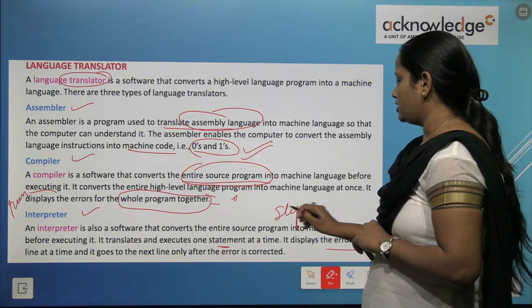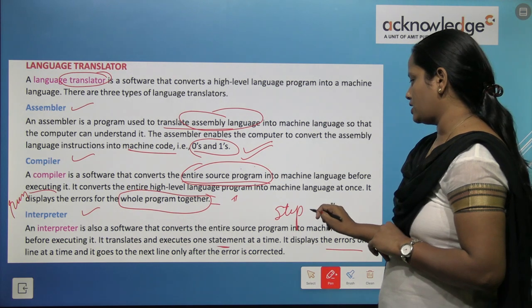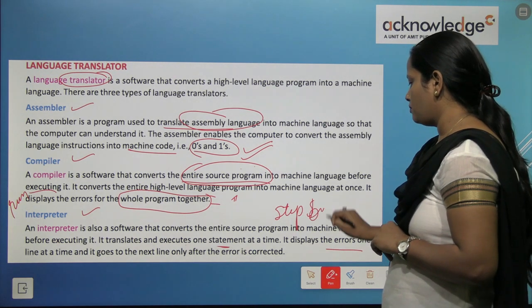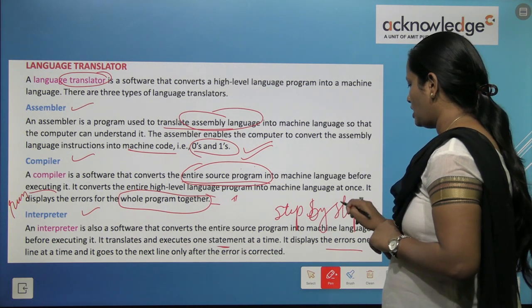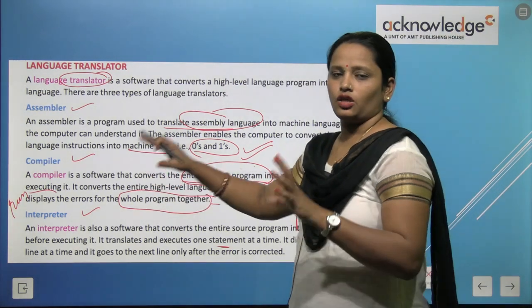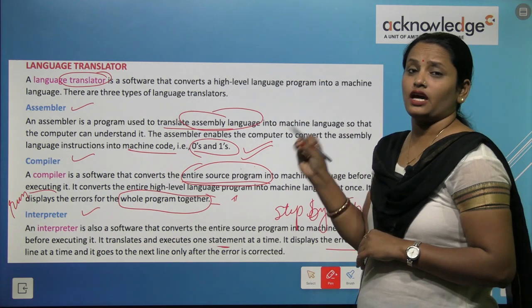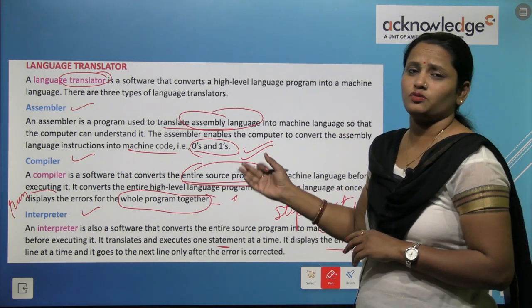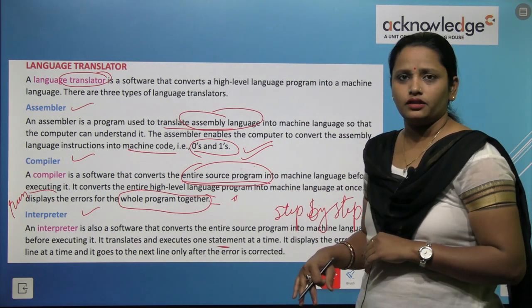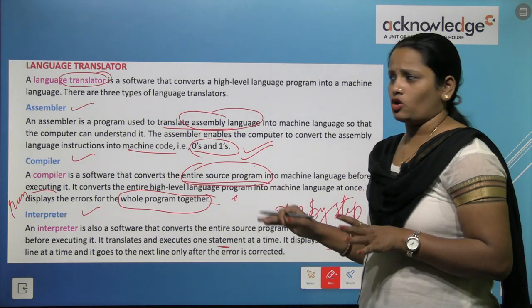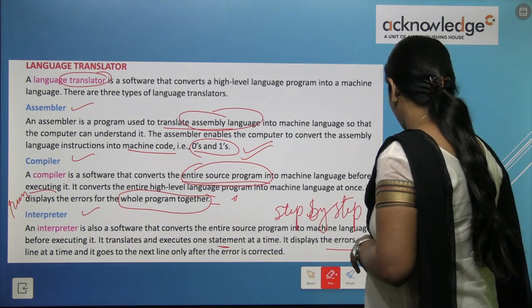So the interpreter works step by step, and the compiler works on the whole program and displays the result and the errors in the end. So this is the difference between the compiler and the interpreter. Both do the same job but in a different way.